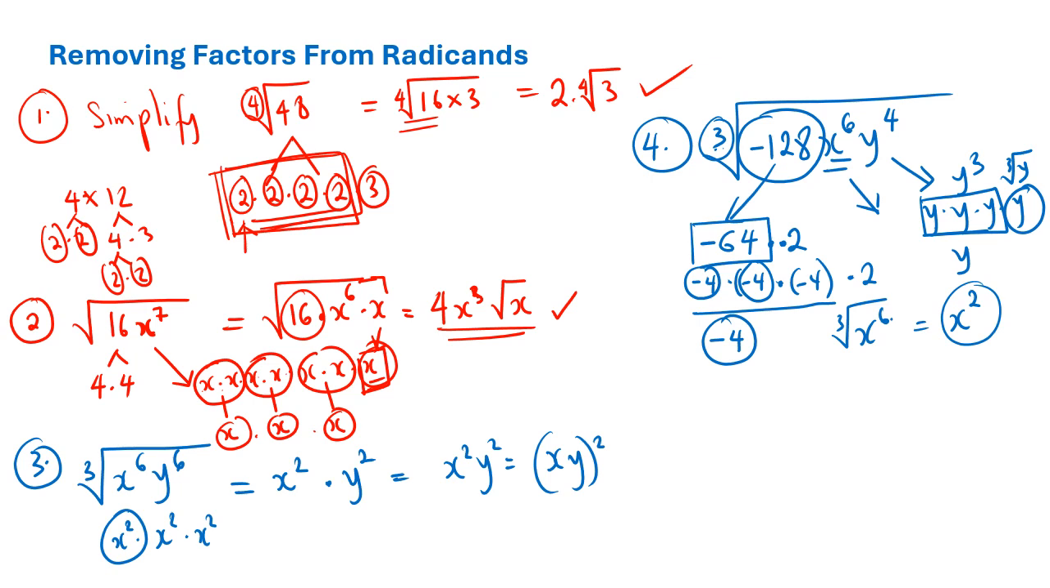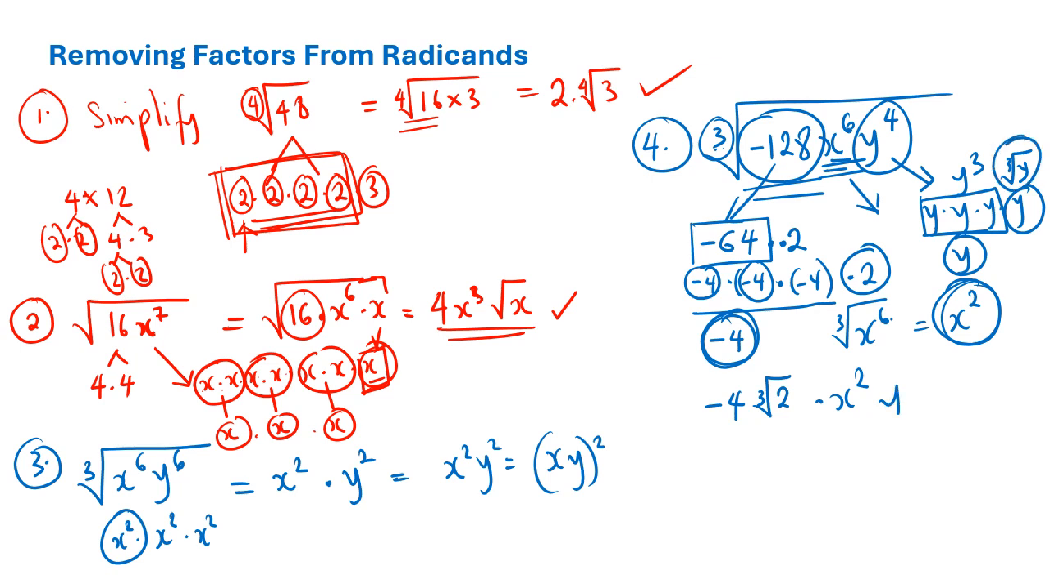So now I'm going to put all the pieces together. So for negative 128, I have a negative 4, right? With this number here, which doesn't get out of the radical sign. So I put 2 over there. I'm done with this part. I'm going to go to x to the sixth, which we got as x squared. Multiply that with x squared. I'm going to go to the final part, which is for y to the fourth, which I got as y multiplied to the third root of y. So it will be y multiplied to the third root of y.